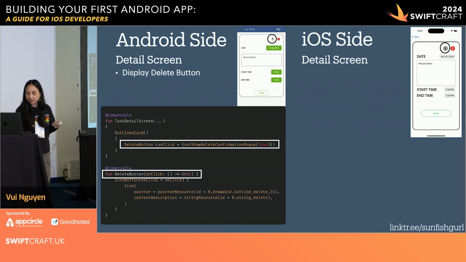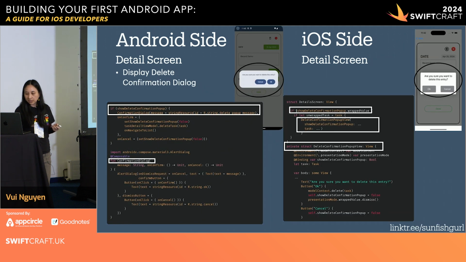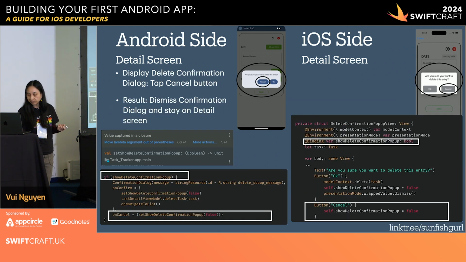So as always, there's a little more code involved with displaying the delete button for Android. Now when we tap on the delete button, that brings up the delete confirmation dialog. And here the dialog asks if you're sure you want to delete this entry. For Android, the state of the show delete confirmation pop-up is captured in a closure, and for iOS, it's captured in an @Binding property.